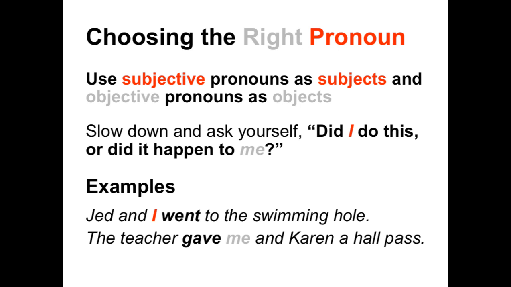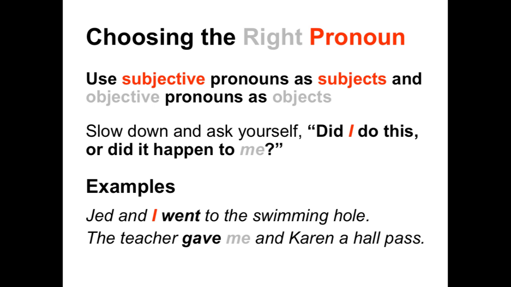Here's another example. The teacher gave me and Karen a hall pass. So we find a predicate, the verb, gave. We ask ourselves, who gave? The teacher. Since the teacher is the subject, we need to use the objective pronoun, me. Me and Karen don't do anything in this sentence. That's why we use the objective form. Rather, the teacher gives me and Karen the hall pass. Me is the correct form.